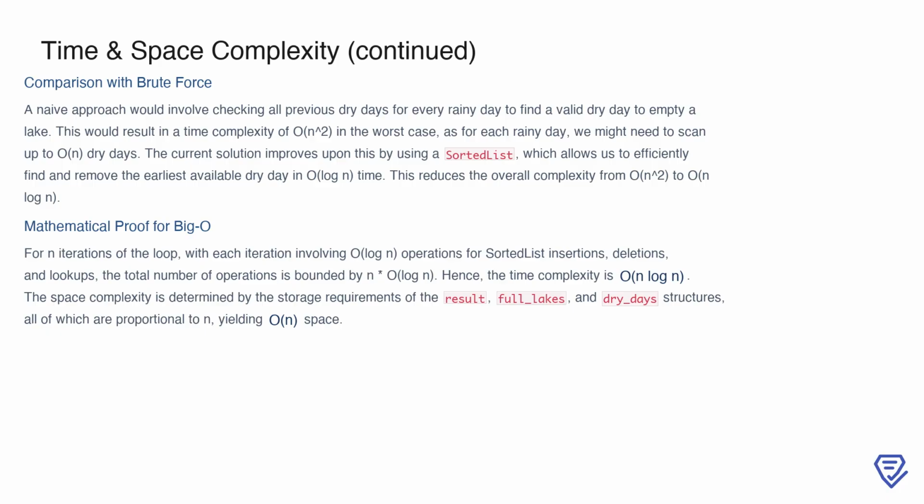To mathematically verify the big O complexity, note that for n iterations of the loop, and each iteration involving O(log n) operations for sorted list insertions, deletions, and lookups, the total number of operations is bounded by n * O(log n), confirming a time complexity of O(n log n). On the space side, the storage requirements of the result, full_lakes, and dry_day structures are all proportional to n, leading to a space complexity of O(n).